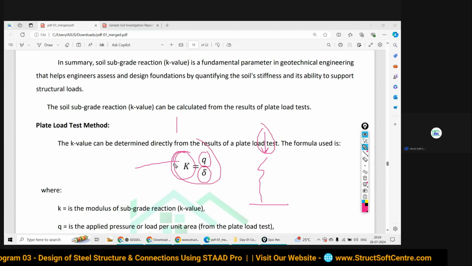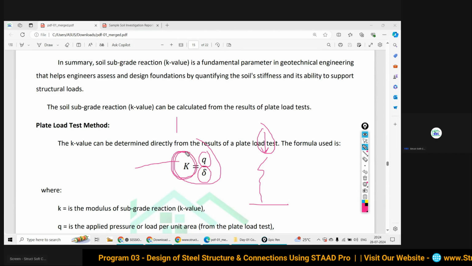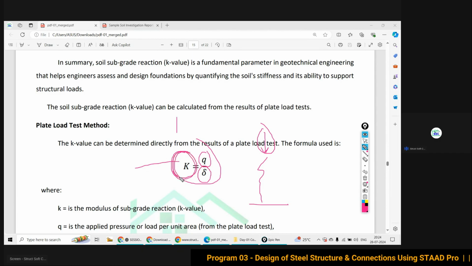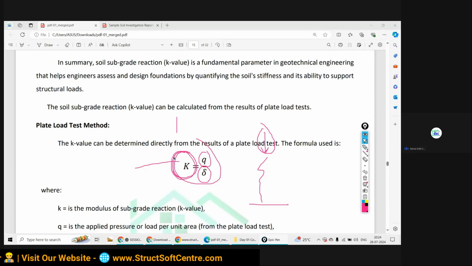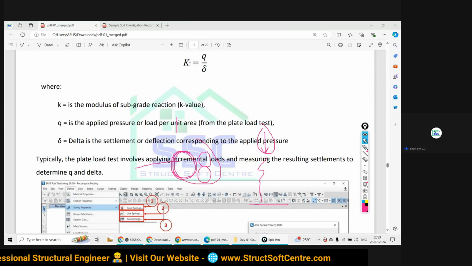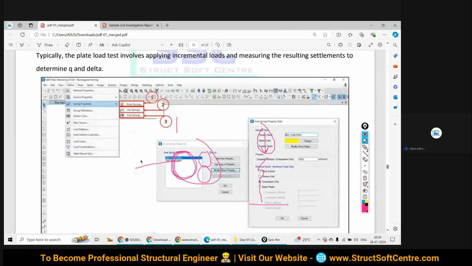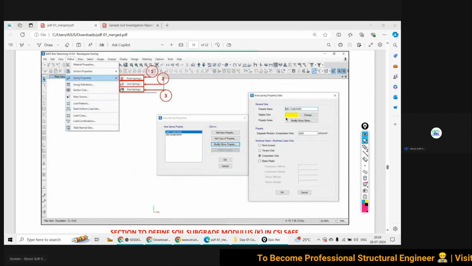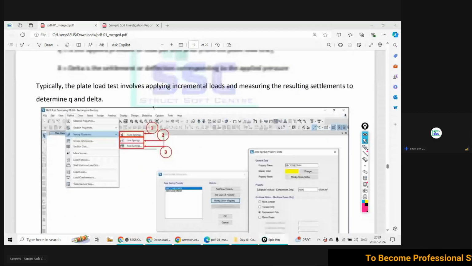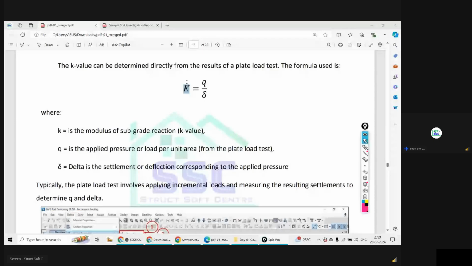By implementing this property, we consider the soil behavior and soil response, because in actual practice we cannot model the soil. Getting it? So for that reason we need to consider this k factor, the soil subgrade modulus. And when you practice in the CSI SAFE software, you have to define this property as the soil subgrade modulus, which we idealize for our proposed land.